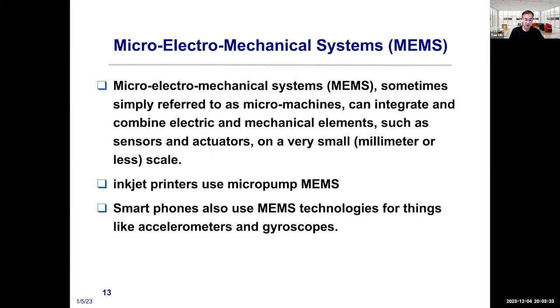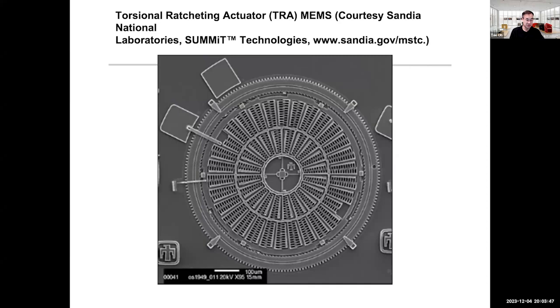So there's a micro electromechanical system. It's basically a function of a sensor and the actuator. So an inkjet printer uses a micro pump, MEMS, and a smartphone uses MEMS technology as well. This is one of the pictures.